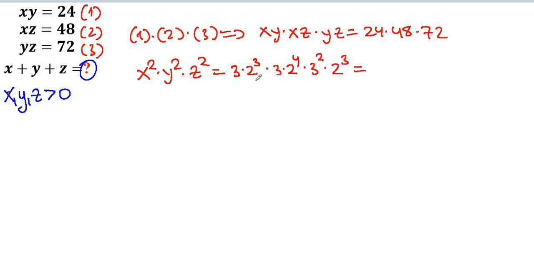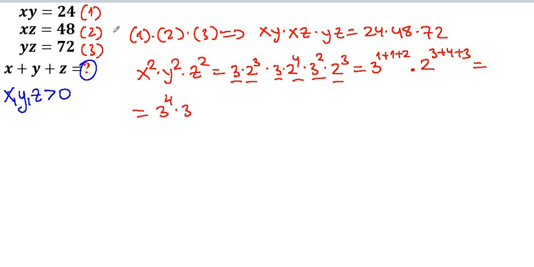So now let's try to simplify. So we have the same bases, 3 and 3 squared, and we know that if we have the same base we have to add exponents. So therefore 3 to the power of 1 plus 1 plus 2, and here 2 to the power of 3 plus 4 plus 3, which is equal to 3 to the power of 4 times 2 to the power of 10. So now let me write it. So we got x squared times y squared times z squared is equal to 3 to the power of 4 times 2 to the power of 10.